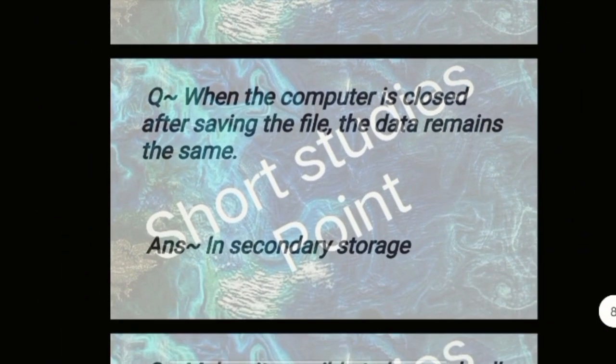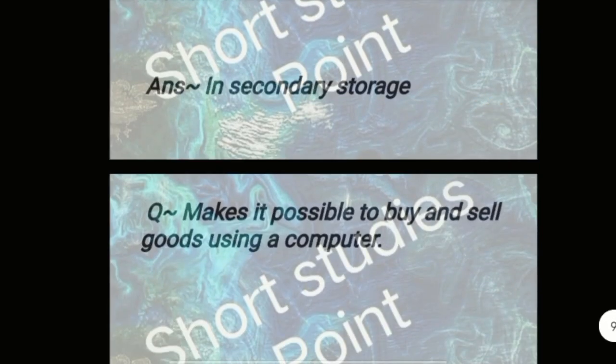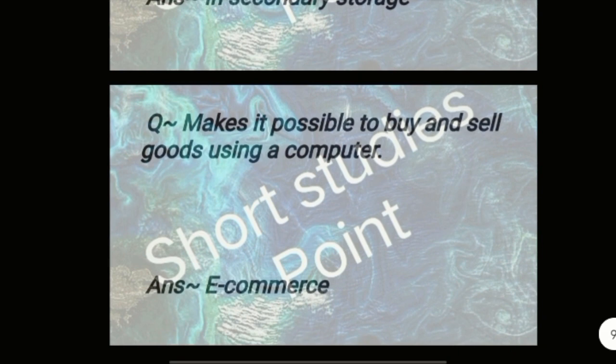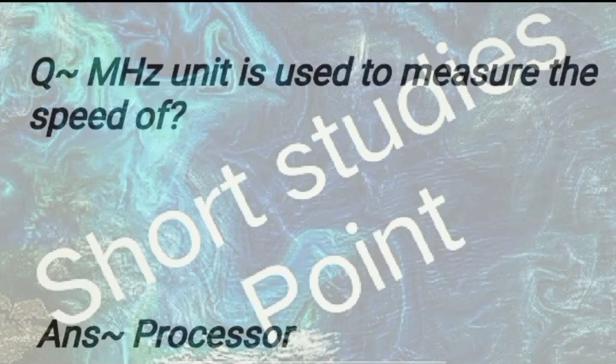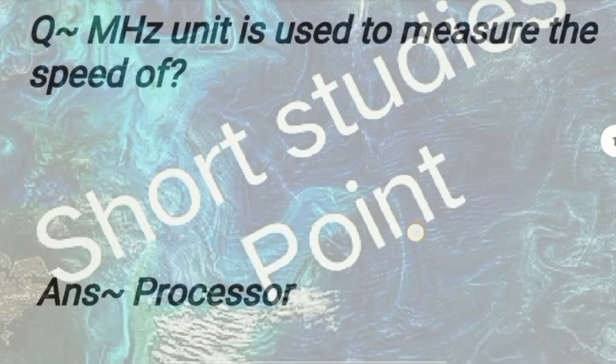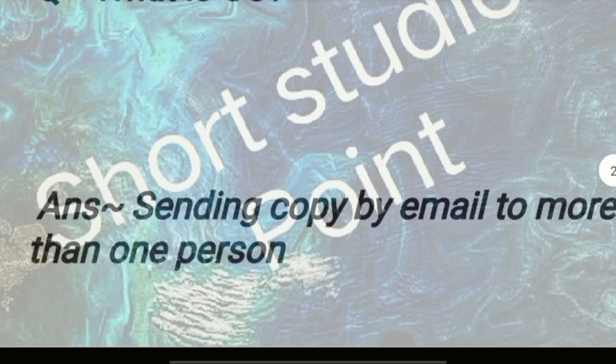Next question, which part of the computer represents the work done? Answer: monitor. Next question, when the computer is closed after saving the file, the data remains the same: answer, in secondary storage. Next question, dash makes it possible to buy and sell goods using a computer. Answer: e-commerce. Megahertz unit is used to measure the speed of: answer, processor. Next question, what is CC? Answer: sending a copy by email to more than one person.